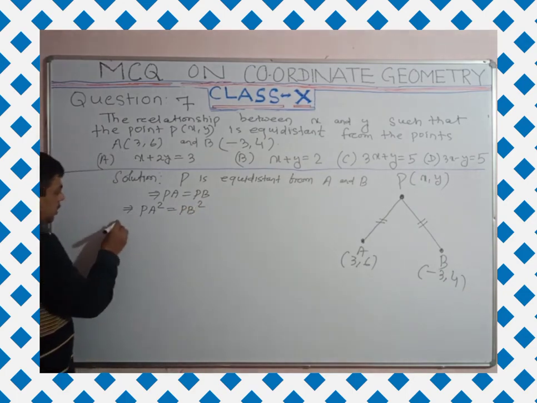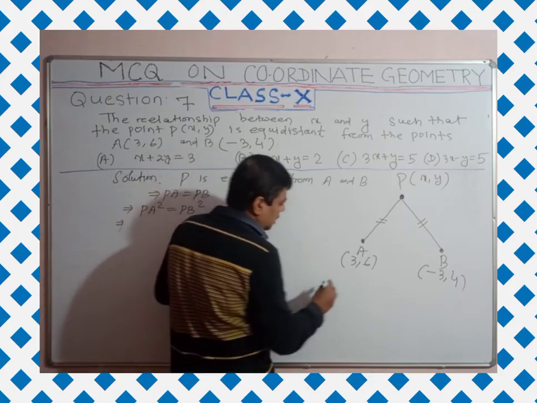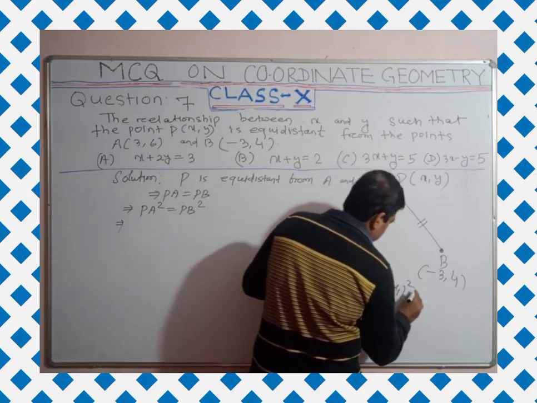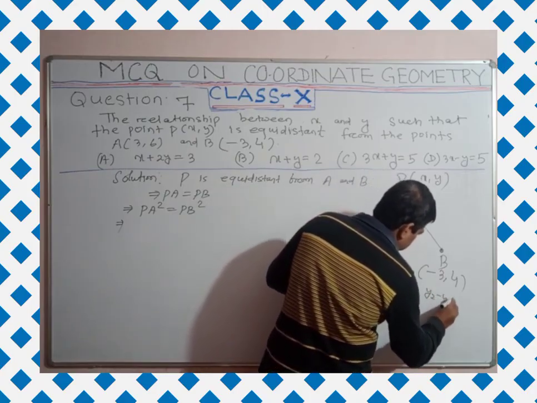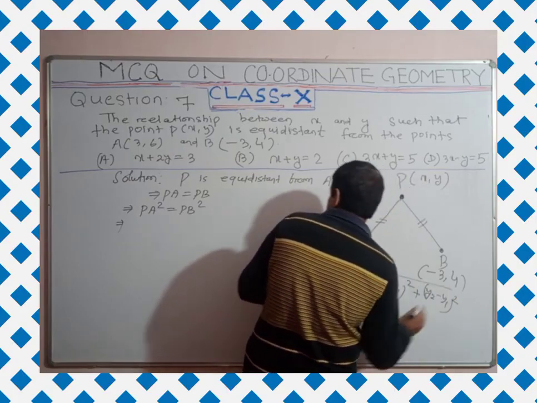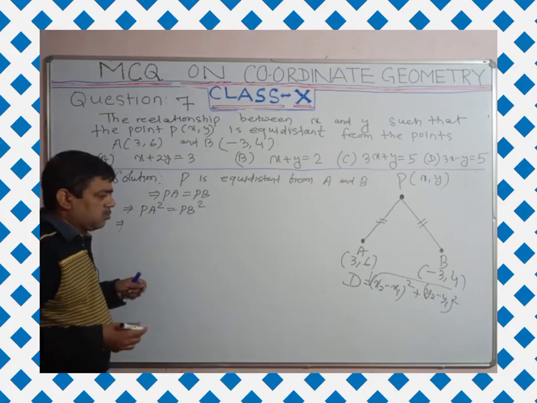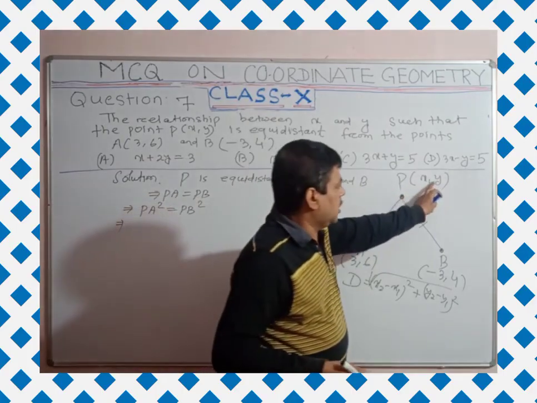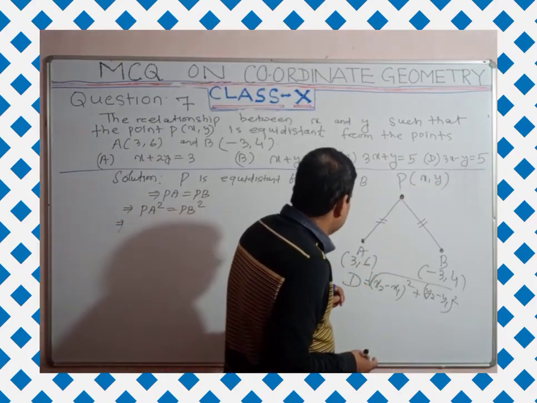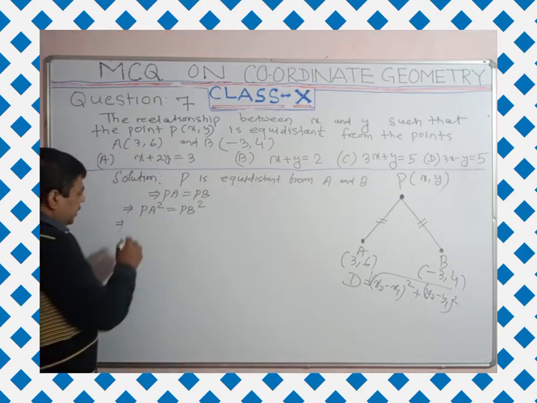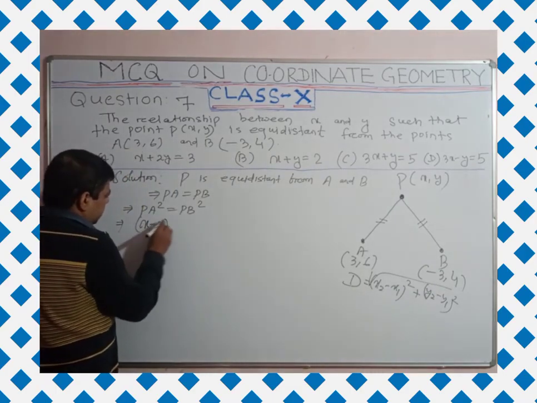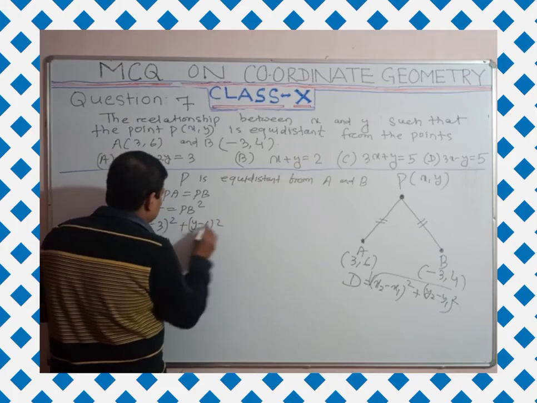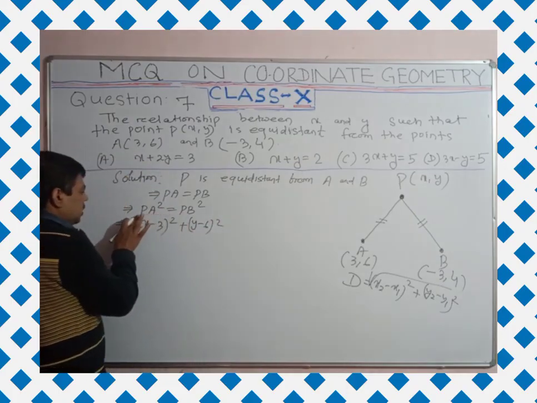So using the distance formula, what is the distance formula you can use here? Yes. The distance formula is the square root of (x2 minus x1) whole square, the difference between the x coordinates, plus (y2 minus y1) whole square. Because we have squared both sides, the square root symbol will be removed. So we can use PA square. Here P coordinate is (x, y) and A coordinate is (3, 6). So you can write (x minus 3) whole square, the difference between the x coordinates, plus the difference between the y coordinates, (y minus 6) whole square. Yes or no? So the square root sign we should not give.